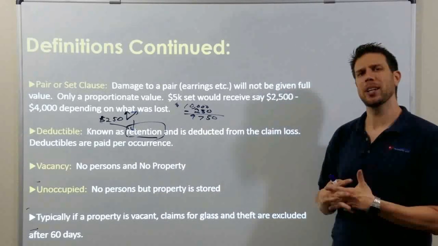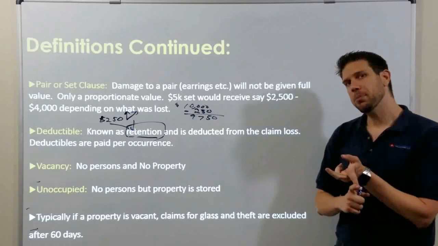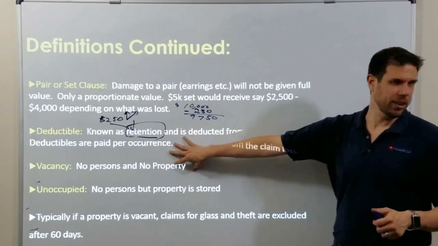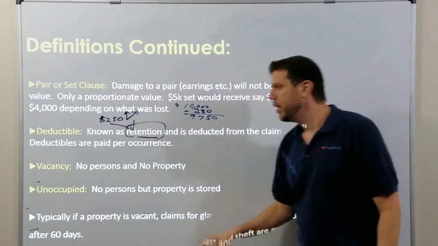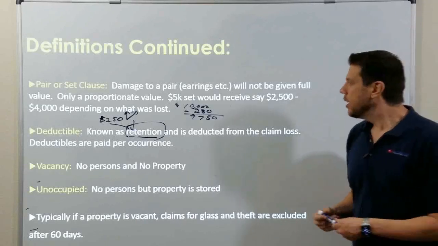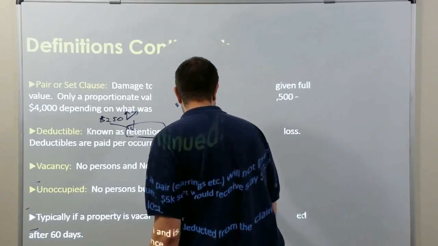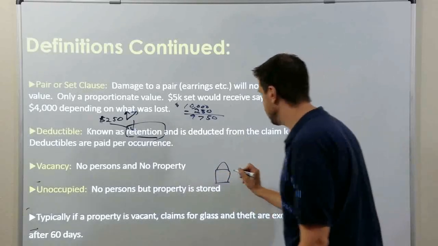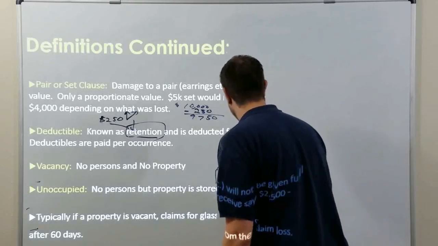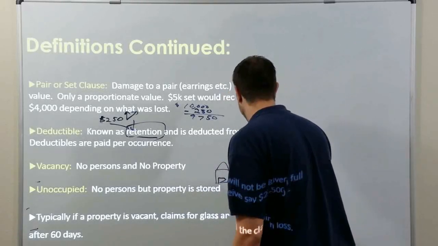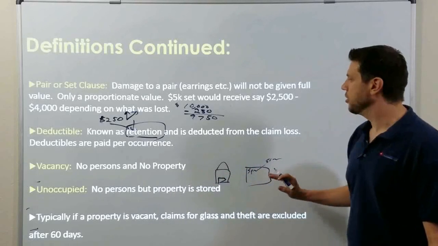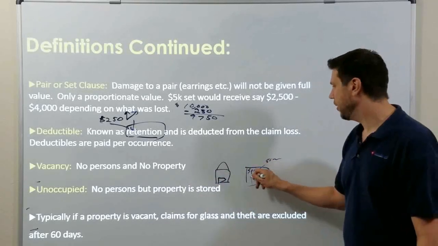Vacancy is when a building is completely empty. There's nobody in the building. There's no stuff in the building. It's just an empty building. We don't like vacant buildings. Unoccupied is when there's nobody in the building, but there's still stuff in the building. So an unoccupied house could be like a vacation home. It's a secondary house, but you have your stuff in there. An unoccupied property is like a business that closes at night. So from, say, 5 p.m. to 8 a.m., the building is unoccupied. There's nobody there, but there is stuff there.